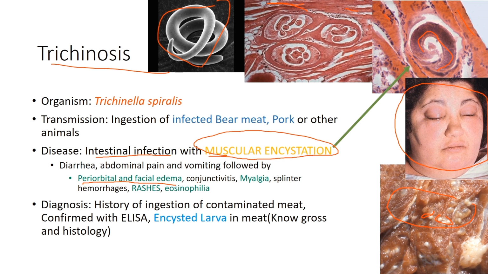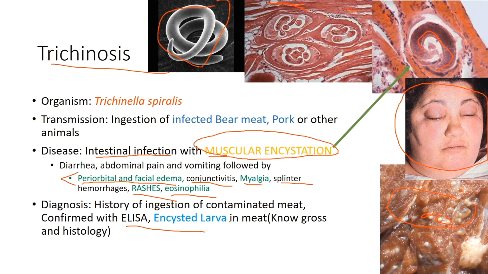So you'll see a fever, periorbital facial conjunctivitis, myalgias, splinter hemorrhages in the fingernails. Sometimes you can see a rash, and eosinophilia kind of gives it away. Hey, we have a worm that is causing periorbital facial edema. I'm thinking maybe this person has been eating meat. So that kind of gives it away. So pretty much the history of the contaminated meat is going to give it away as well.